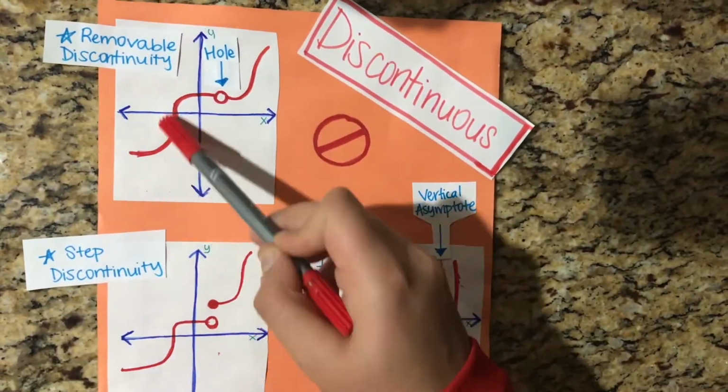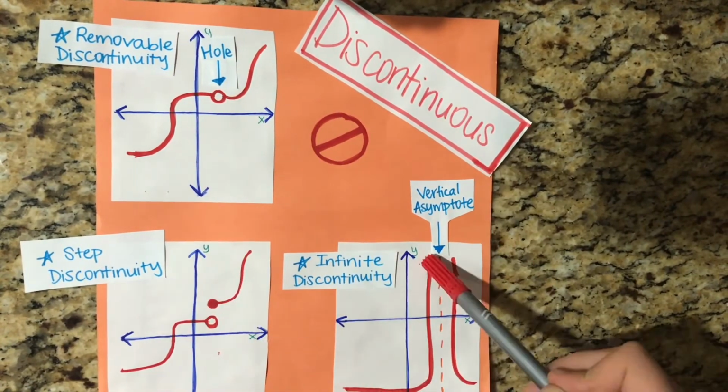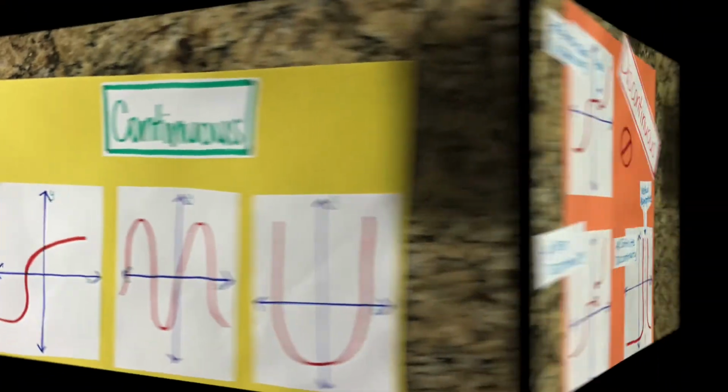A continuous graph can be drawn without picking up the pencil because it doesn't have any breaks or gaps. A discontinuous graph is drawn by picking up the pencil. It has breaks and gaps, which have different names assigned to each.